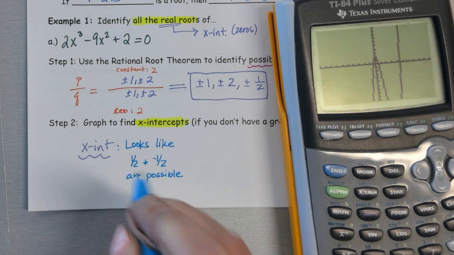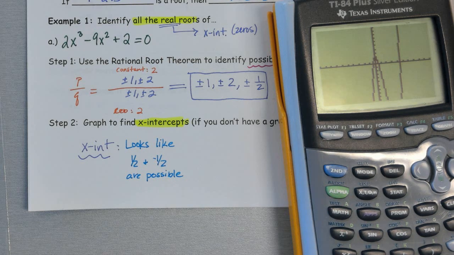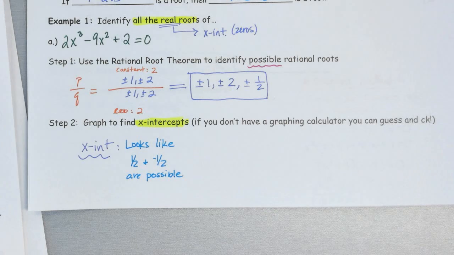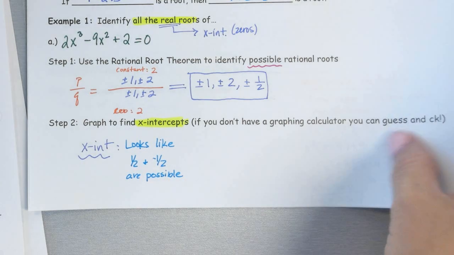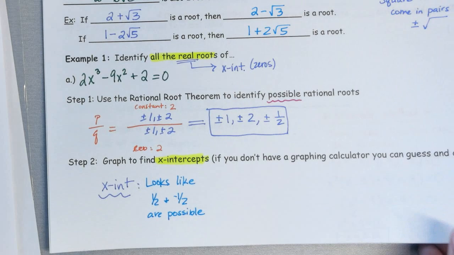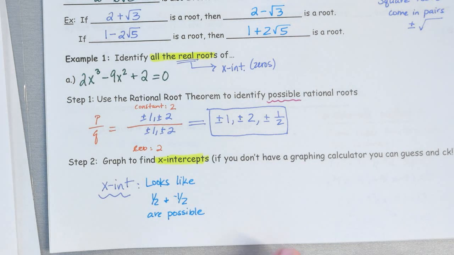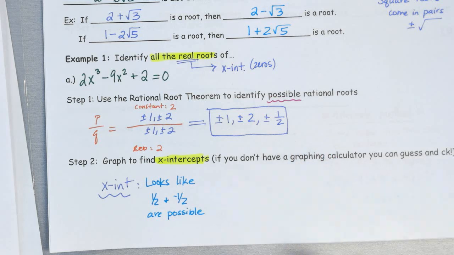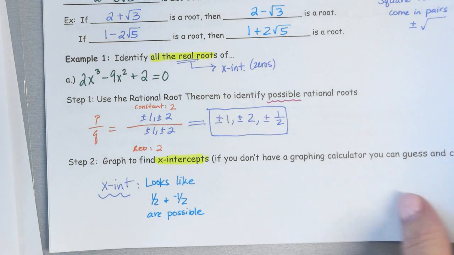Okay, so what we're going to do is we're going to test those. We're going to test to see if there's a 0 using a good buddy of ours, synthetic division. Yeah, we like synthetic division, right? And really, you could guess and check with these, but that just takes so much time. And now that we have our graphing calculators, we don't have to worry about it.